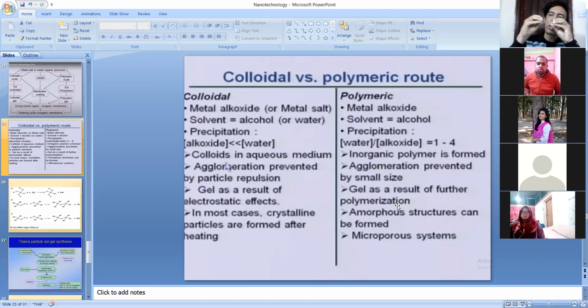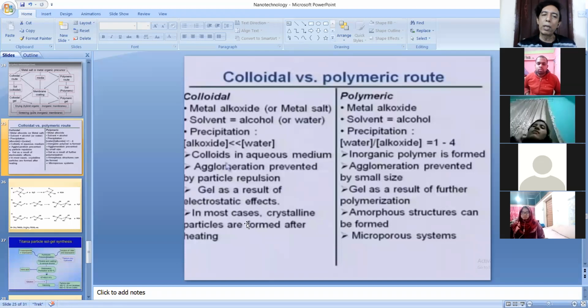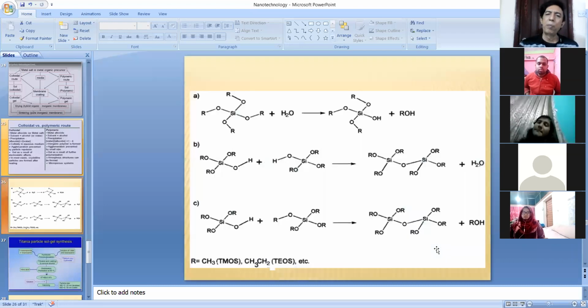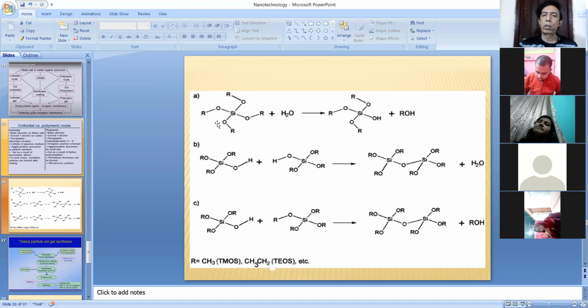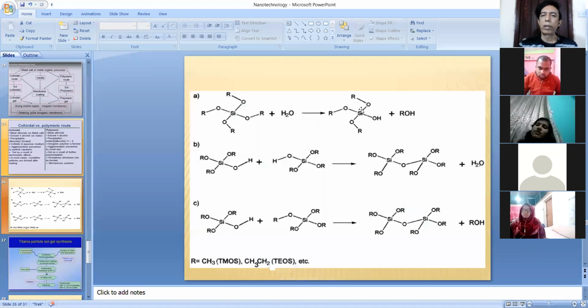A polymer makes further polymerization, then further polymerization occurs, and gel occurs. Here the sol is crystalline, but here the sol is amorphous, and it is a microporous system. These are the polymeric route. Now this is the same reaction as your first. This is hydrolysis, and after hydrolysis, these are the condensation reactions.